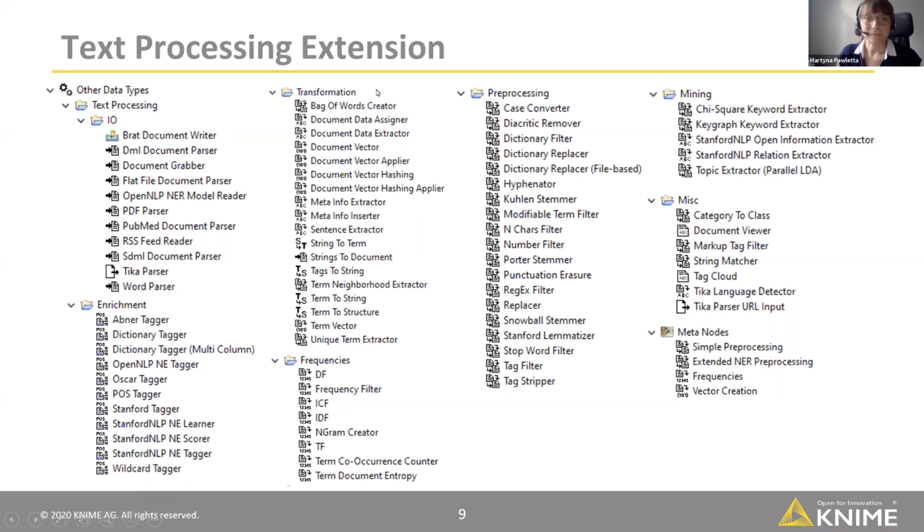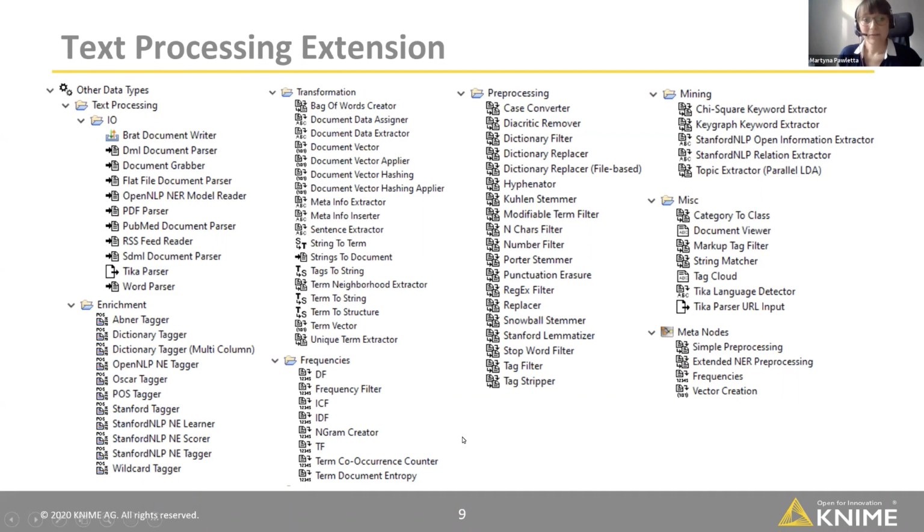Then you can use different nodes to transform the data into a proper document format that is necessary to use all those other nodes in KNIME for text processing. Then we have enrichment that allows you to tag your data according to a certain topic, like for example here, interesting in a life science related session, the Abner tagger that allows you to tag biology data like cell lines or genes, or the Oscar tagger that allows you to tag chemistry data. And today we will also use the Dictionary Tagger that tags data according to our customized list.